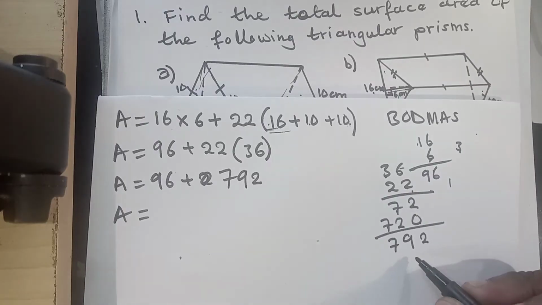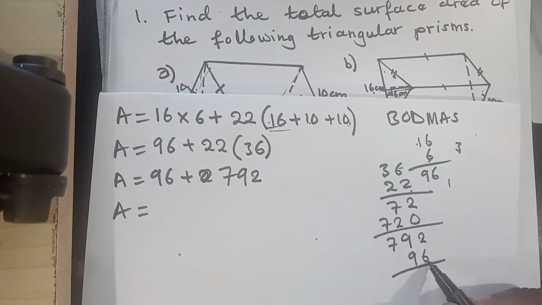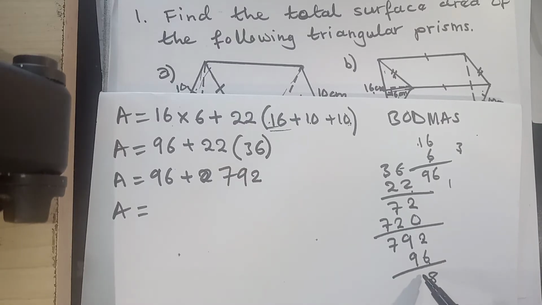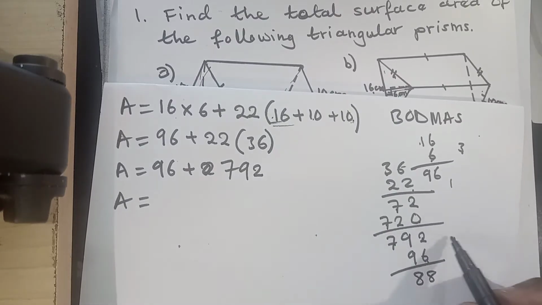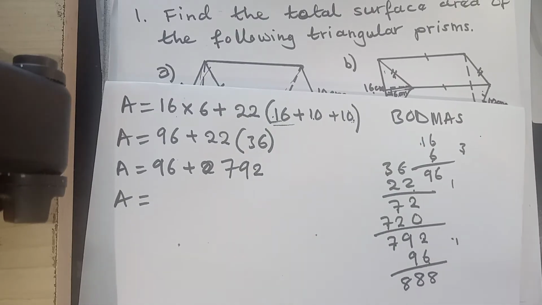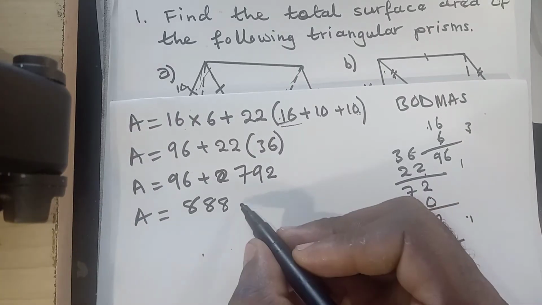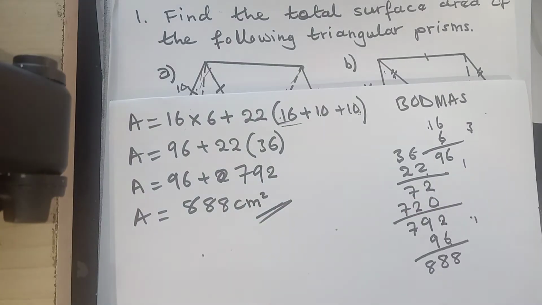So now let's add 96 to 792. 2 plus 6, we have an 8. Then 9 plus 9, we have an 18. Carry 1. Then 7 plus 1, we have an 8. So this is 888 square centimeters, and you are done.